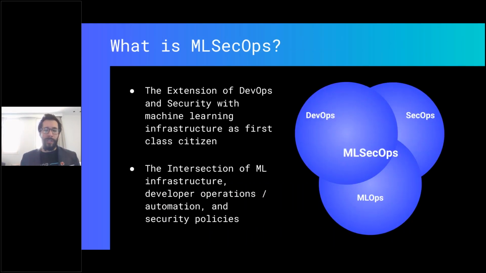We're going to be introducing this concept called MLSecOps, which is basically a growing topic within the field of ML and MLOps. This is the intersection and the extension of DevOps and security with machine learning as a first-class citizen. In more tangible terms, it is the intersection of the machine learning infrastructure, developer operation and automation, and the security policies. This is the umbrella term that we're going to be using to showcase all of the topics that we discussed during this talk.